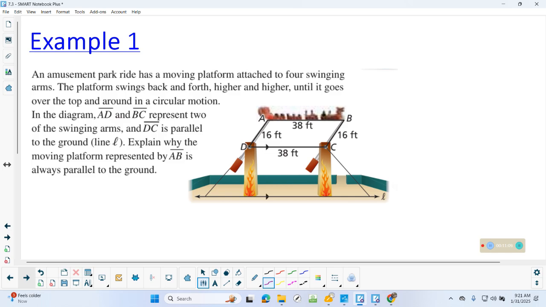In the diagram, AD and BC represent 2 of the swinging arms. Okay, all right, I see AD, the left, and BC, the right. That's great, okay. DC is parallel to the ground line, okay. Explain why the moving platform represented by AB is always parallel to the ground. Boy, that's a lot, okay.